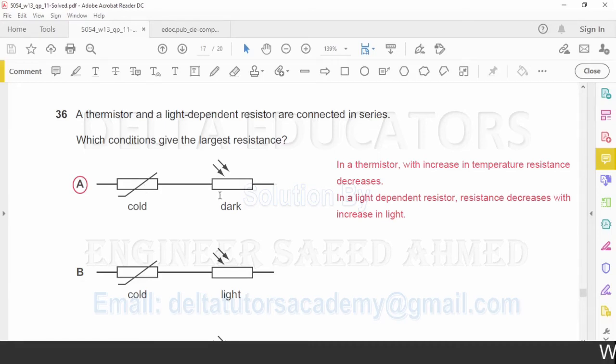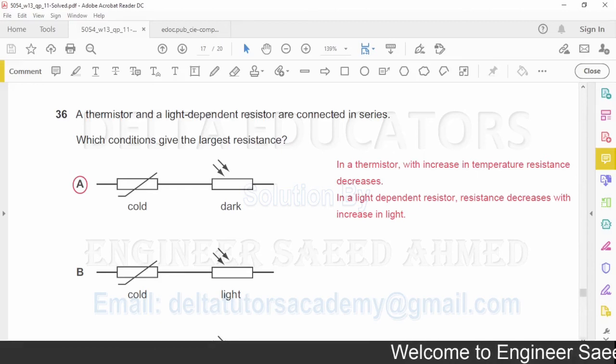What about the LDR? In dark, the resistance of the LDR is maximum, and with the increase in light, its resistance decreases. So if we have to get the largest resistance, we have to keep this thermistor cold and we have to keep this LDR in dark. The same thing is given here in option A, that the thermistor is cold and the LDR is in dark. So here correct option, option A.